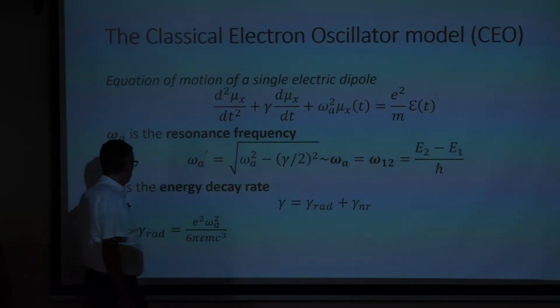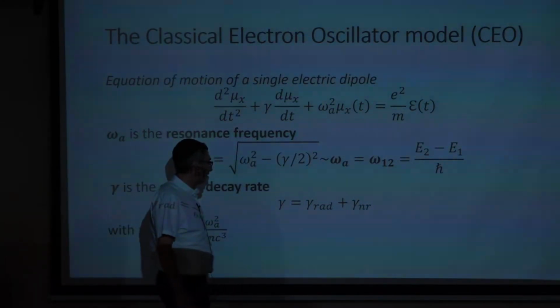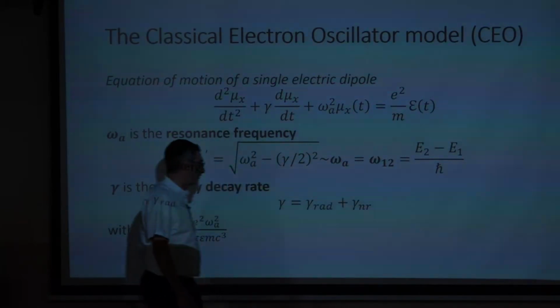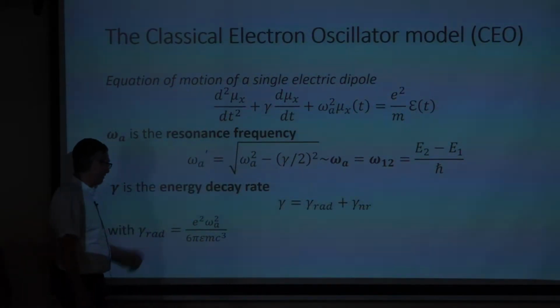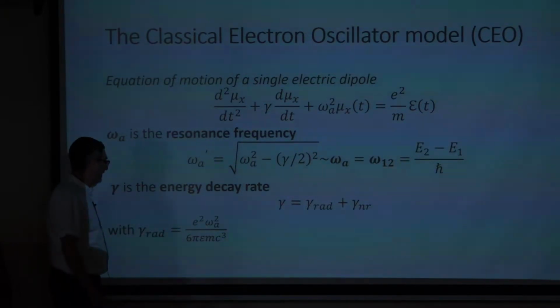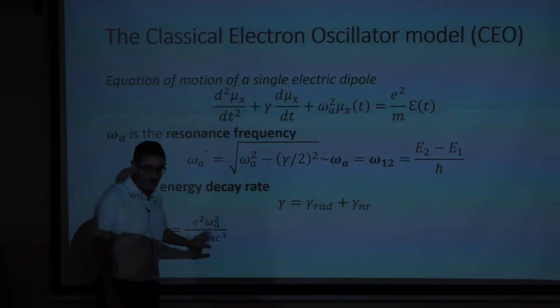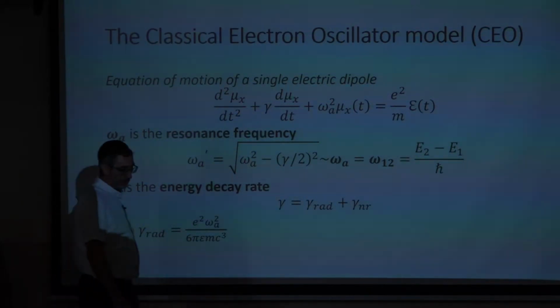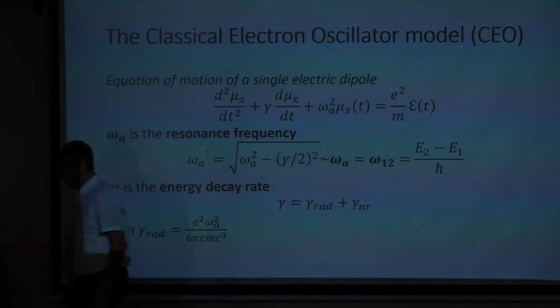As for gamma, the decay rate, which usually has two components, a radiative component and a non-radiative component, we have an expression here for the radiative part, in terms of omega A and some constants. This will be derived today in the exercise class, I think. So we have this expression.